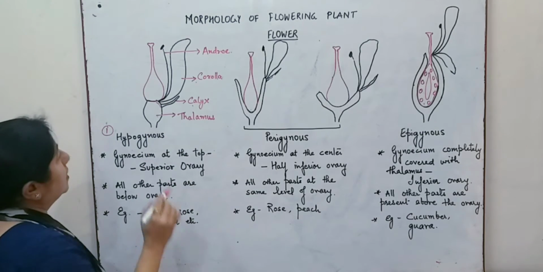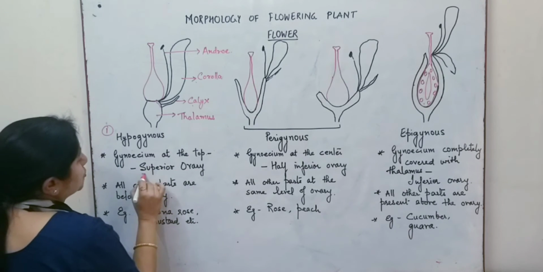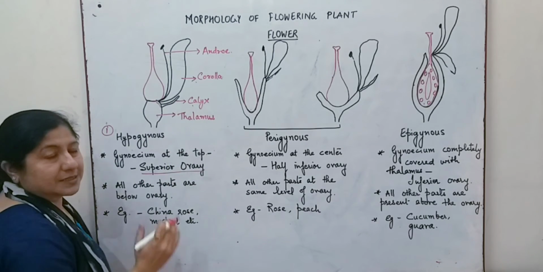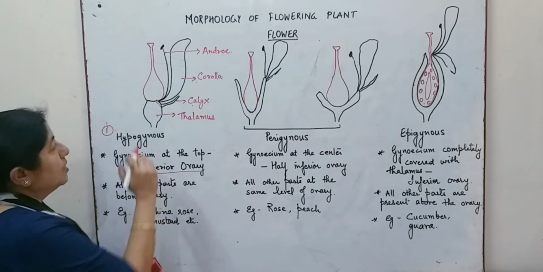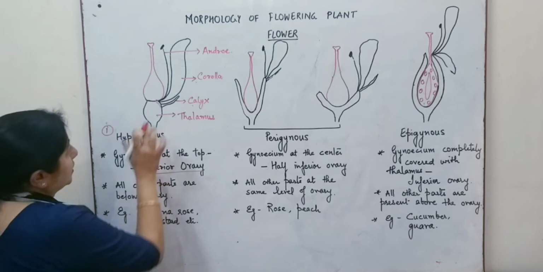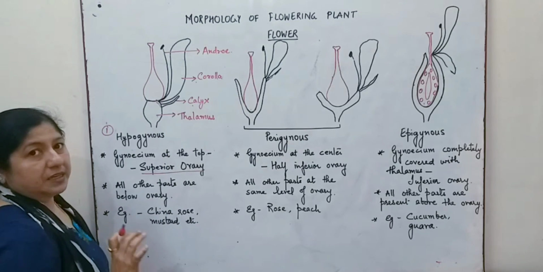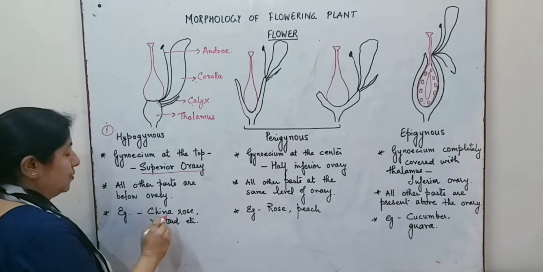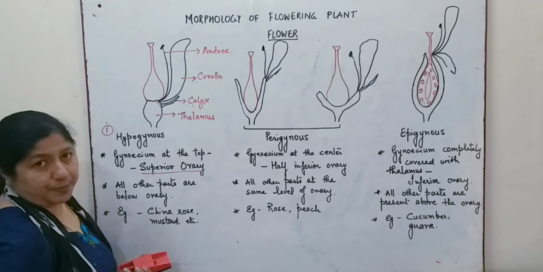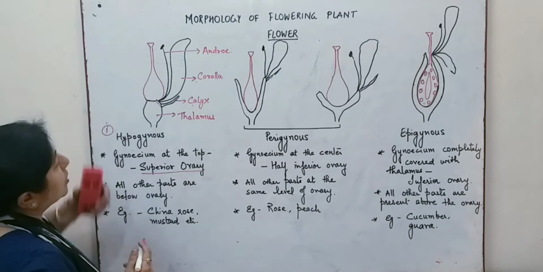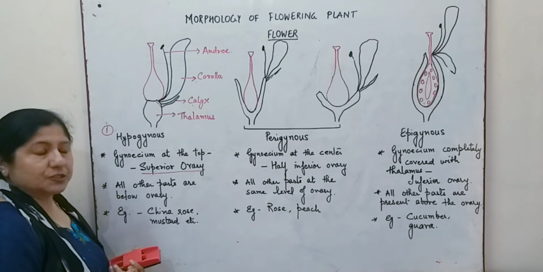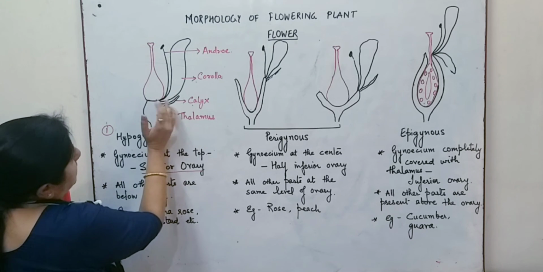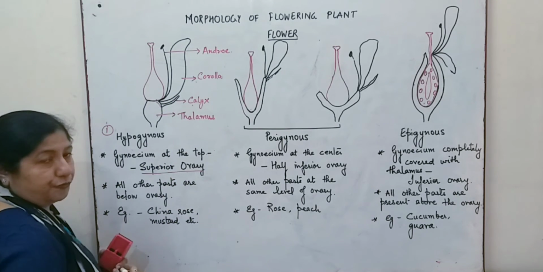So over here, the ovary is said to be superior because all the other floral parts are present below the ovary. Such a condition is found in the flowers of China rose and mustard plants. So here you will be finding the ovary's position will be superior and all the other parts of the flower will be lying below the ovary.